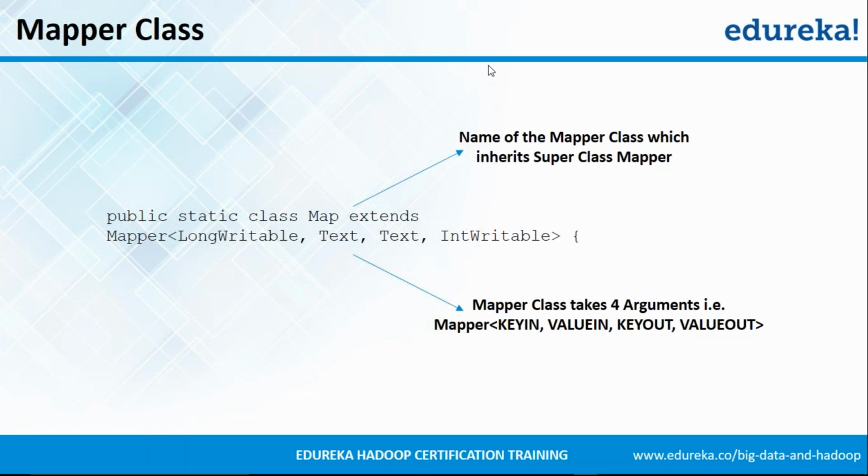Now this Mapper class takes 4 arguments as input and they are of certain types. So we need to define the types of the arguments. The input key is LongWritable, the input value is Text, the output key is Text, and the output value is IntWritable. So guys, I hope you're clear with this.